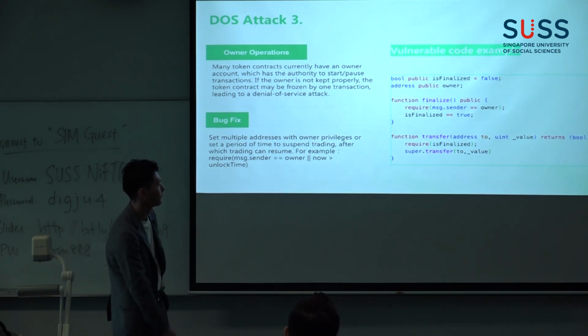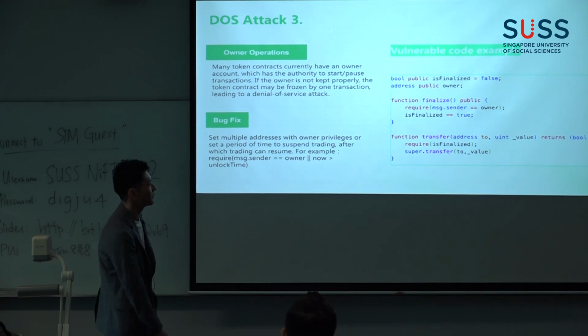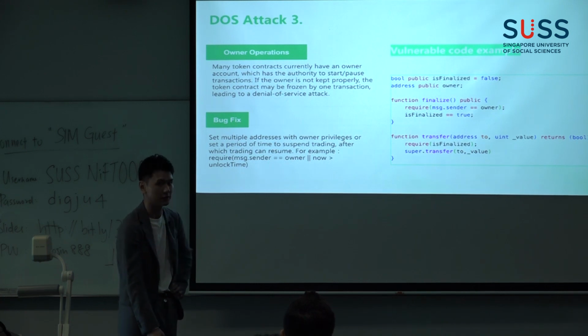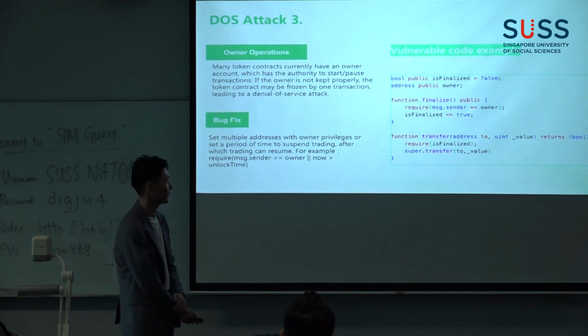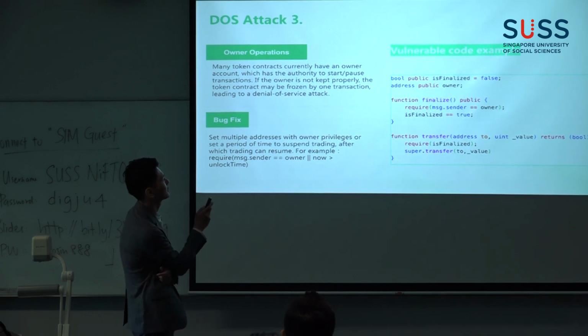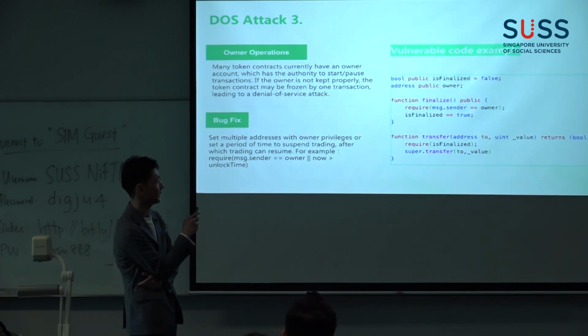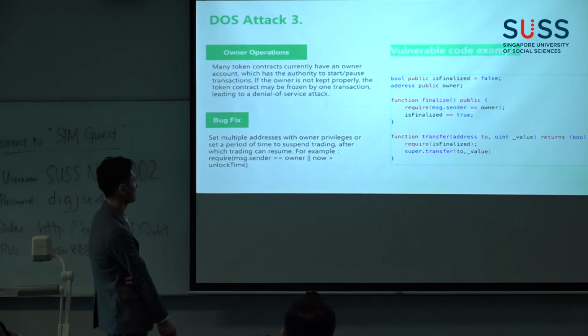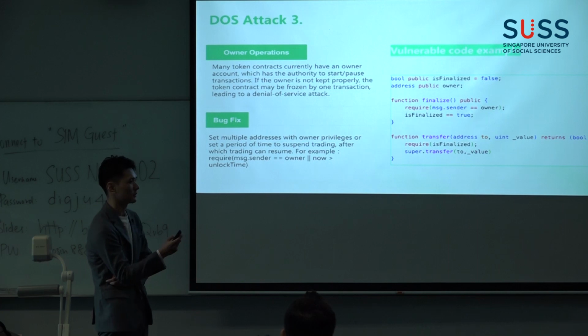For example, if the owner is not kept properly, this contract cannot function normally because the global variable is finalized is set to false initially. Owner needs to call the finalize function first to set initialized to true before everything else can function. In this example, the transfer. So if the owner address private key is lost, then this contract will not work anymore.